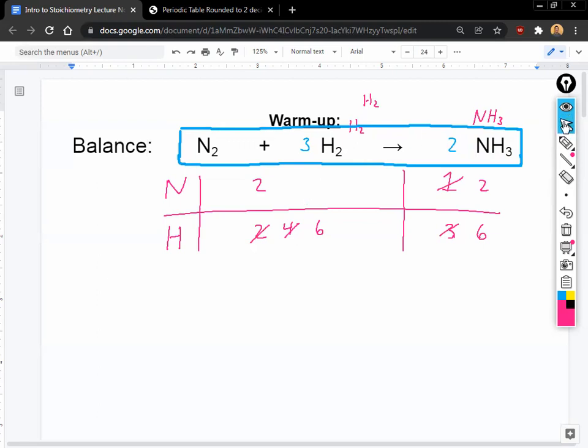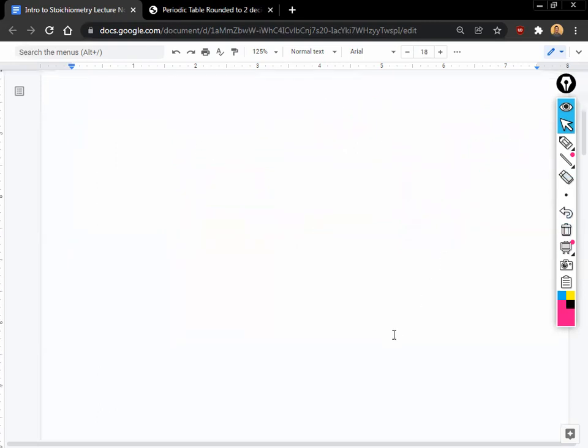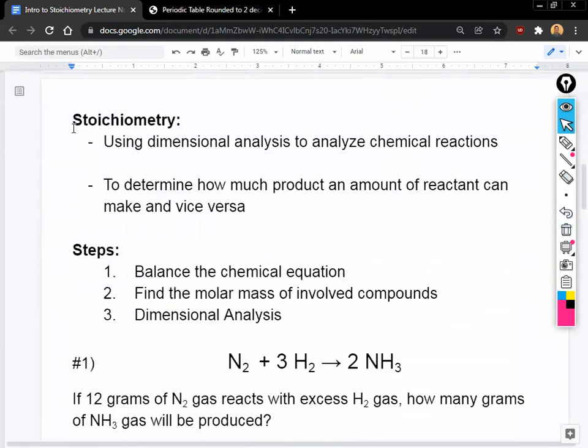Alrighty, so we're going to go into talking about stoichiometry. Now, you guys don't need to write this down. I'll tell you what to write down and what not to, okay? So first of all, let's define stoichiometry. You don't need to write this part down. Stoichiometry is just a fancy way of saying that we're going to use dimensional analysis, so that fraction stuff, to analyze chemical equations. It tells us how much of a product we could make using an amount of reactant.